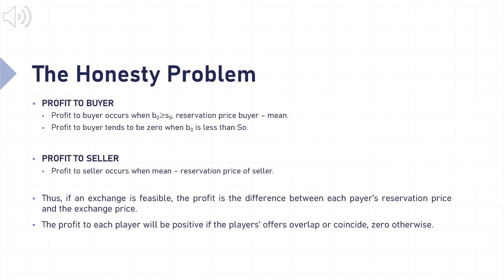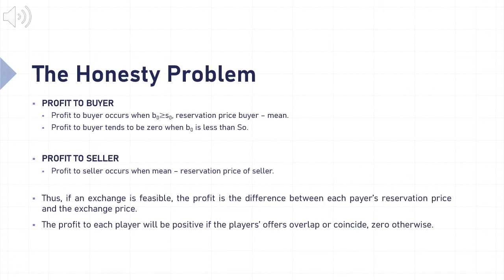Profit to buyer occurs when his reservation price is greater than or equal to the seller's reservation price, or the reservation price of the buyer minus the mean is a positive number. Profit to the buyer is zero when the reservation price of the buyer is less than the reservation price of the seller. Profit to the seller occurs when the mean minus the reservation price of the seller is a positive number. Thus, if an exchange is feasible, the profit is the difference between each player's reservation price and the exchange price.